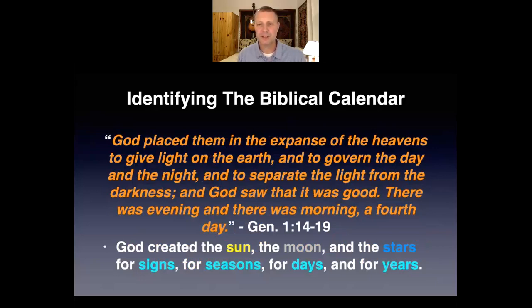He made the stars also. God placed them in the expanse of the heavens to give light on the earth, and to govern the day and the night, and to separate the light from the darkness. And God saw that it was good. There was evening and there was morning, a fourth day. So that's Genesis 1:14 to 19. So God created the sun, the moon, and the stars for signs, for seasons, for days, and for years. So that's how we see the foundational explanation in the Bible for the biblical calendar.